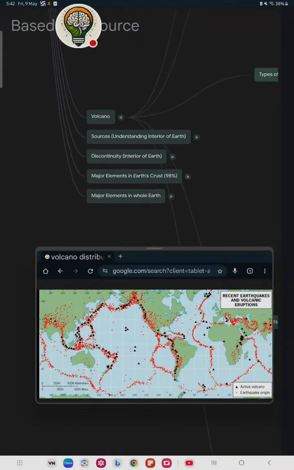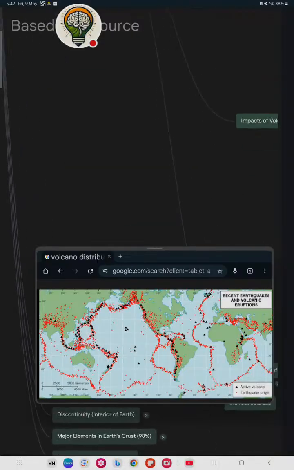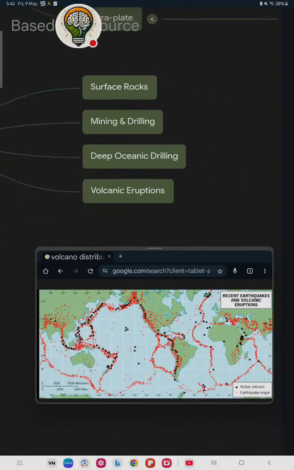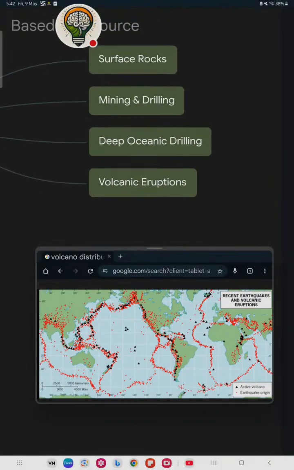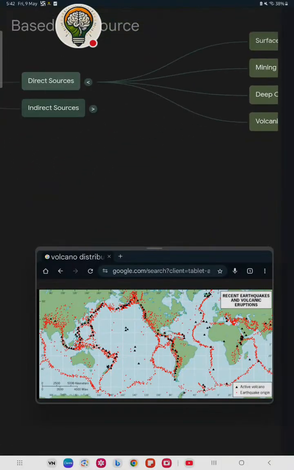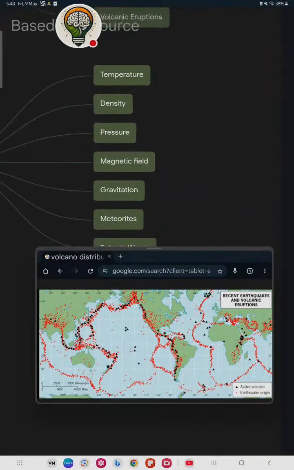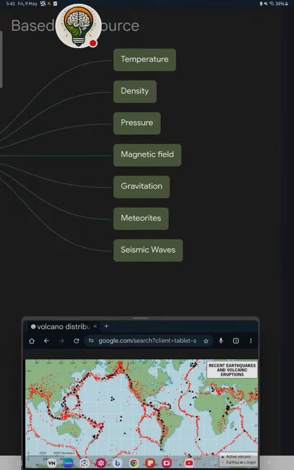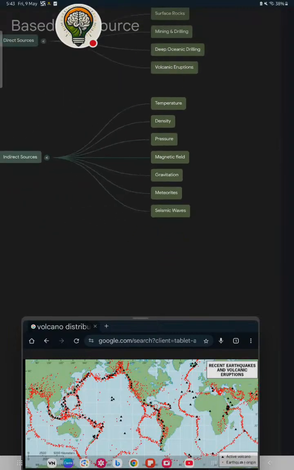Then comes the source of understanding of the earth's interior. The direct sources are surface rock, mining, drilling, deep ocean drilling, and volcanic eruption. The indirect sources are temperature, density, pressure, magnetic field, gravitation, meteorites, and seismic waves.